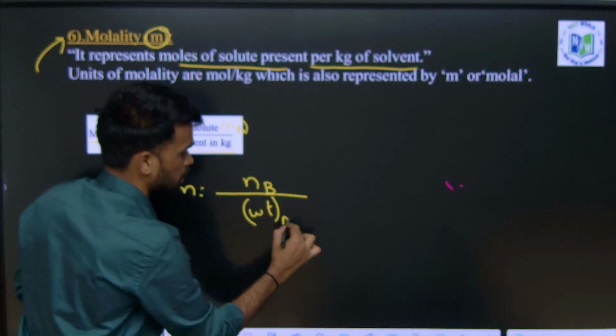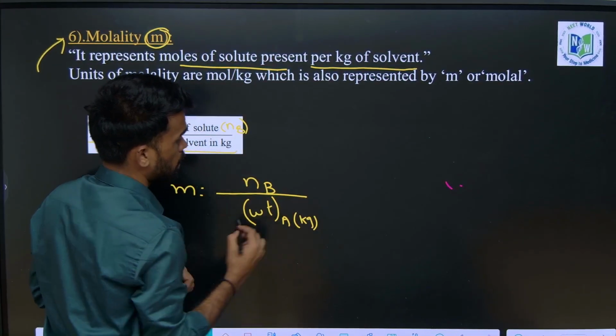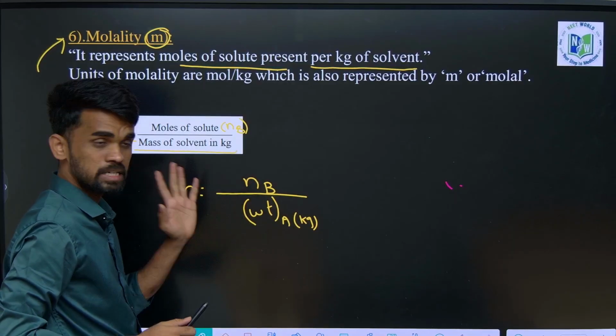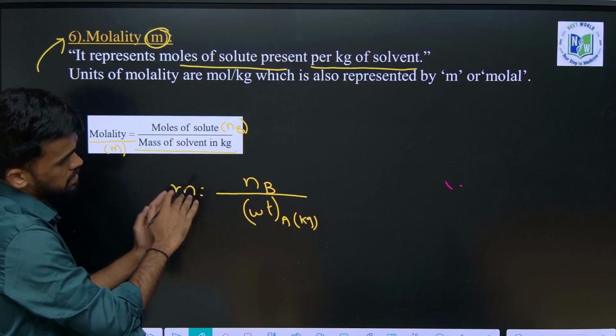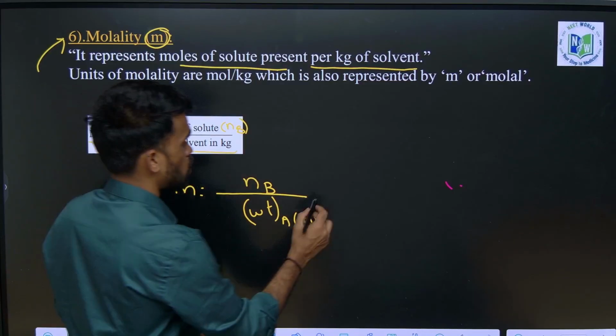Molality can be represented with small m, which means the number of moles of solute, I am representing it with nB, divided by the mass of solvent in kg. I am writing the weight of solvent in kg. I told you B represents solute, A represents solvent. Now this can also be converted into different forms.